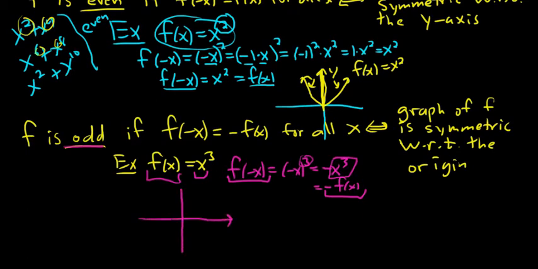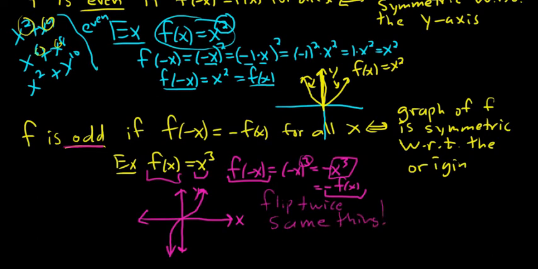So it's odd. Graphically, it's a little bit harder to see for odd functions. That's the graph of x cubed. So why is this odd? Well, if you rotate it across the origin, you should get the same graph. That's hard to visualize. So maybe a better way, let me make this a little bit smaller. There we go. A better way would be to flip it twice. If you flip twice, you get the same thing.